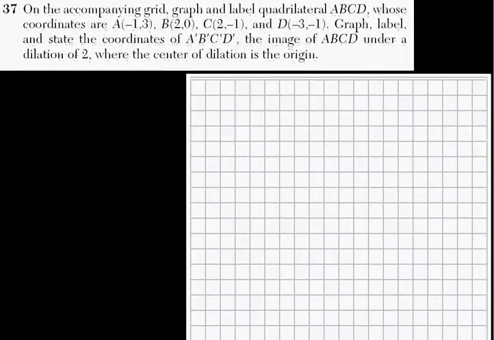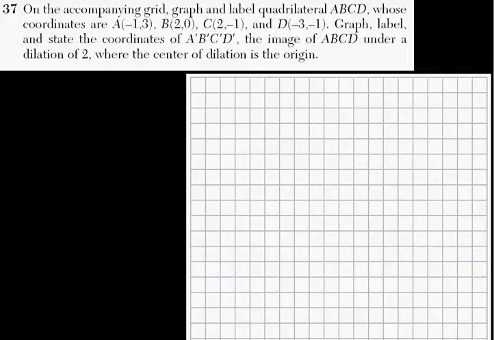Number 37. Says, on the accompanying grid, graph and label quadrilateral ABCD, whose coordinates are A is -1, 3, B is 2, 0, C is 2, -1, and D is -3, -1. Graph, label, and state the coordinates of A prime, B prime, C prime, and D prime. The little apostrophe mark is read as prime. The image of ABCD under a dilation of 2, where the center of dilation is the origin.